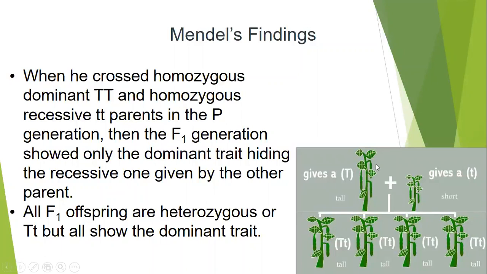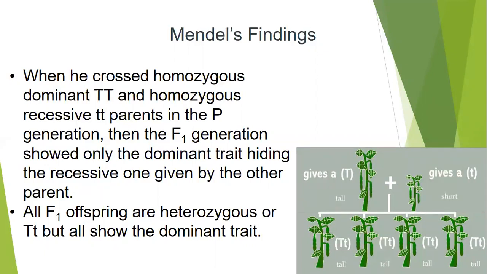Now let's take a look at their offspring, or the F1 generation. In the F1 generation, we notice that each of them is what we're going to call heterozygous. In other words, it has one capital T from this parent, one little t from this parent, and all of the F1 generation are going to be heterozygous, capital T, little t, for whatever particular trait we're looking at. For this one, we happen to be looking at tall versus short.